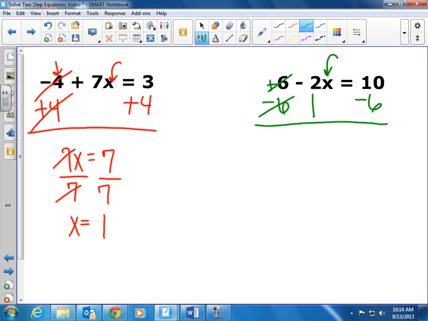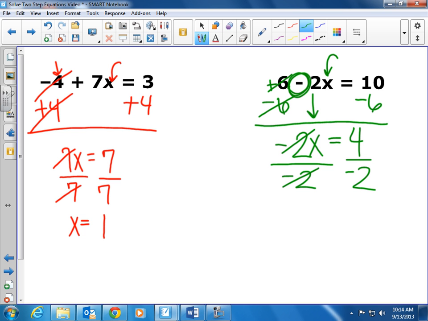So now I bring down what I have here. Do not make the mistake and only bring down a 2x. You've got to remember about this negative sign right there. So I have a -2x is going to be equal to 10 minus 6, which is 4. Now I look to see what operation is going on with my x. Well, it's multiplication, -2 times x. So I do the inverse of multiplication so that I can separate the -2 and the x, and I divide, and then I end up with my answer, which is x equals -2.